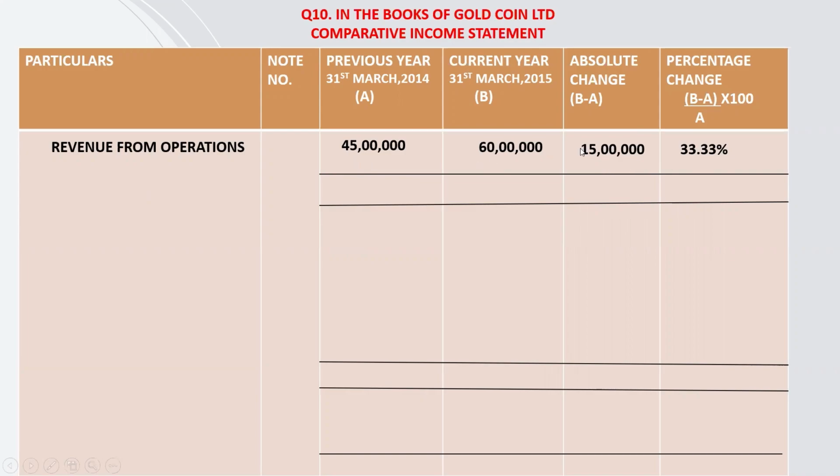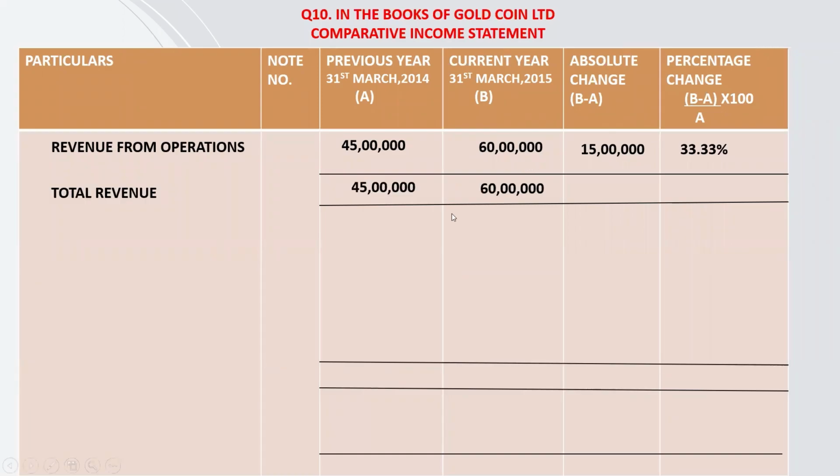We have to divide this absolute change of 15 lakh by this 45 lakh. This 15 lakh has to be divided by this 45 lakh, and when it is multiplied by 100, we will get 33.33%. Now as there is no other income, we can simply write total revenue from operations.